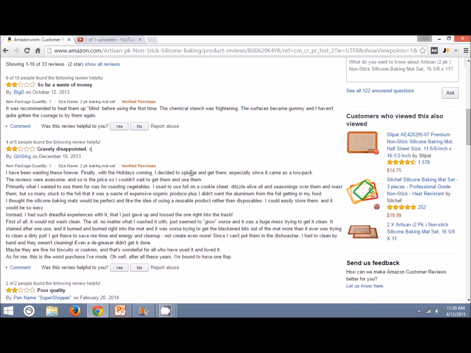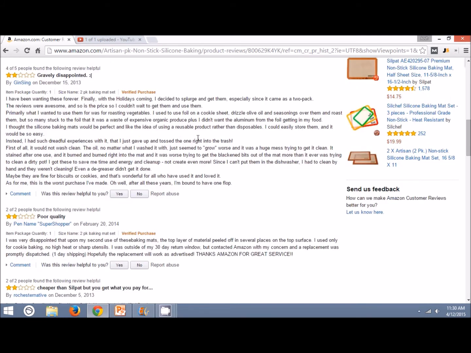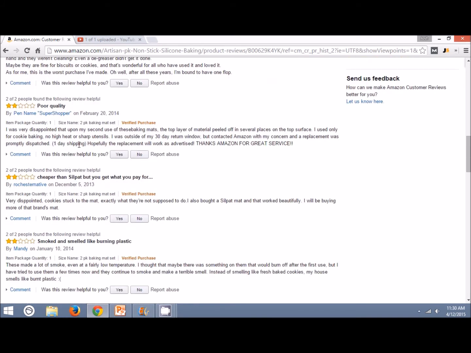Disappointed. Would not wash clean of the oil no matter what I washed. It would just seem to grow worse. It was a huge mess trying to get it clean. So these things seem like they'd be a pain in the butt to clean. Poor quality. Cookies stick to the mat.